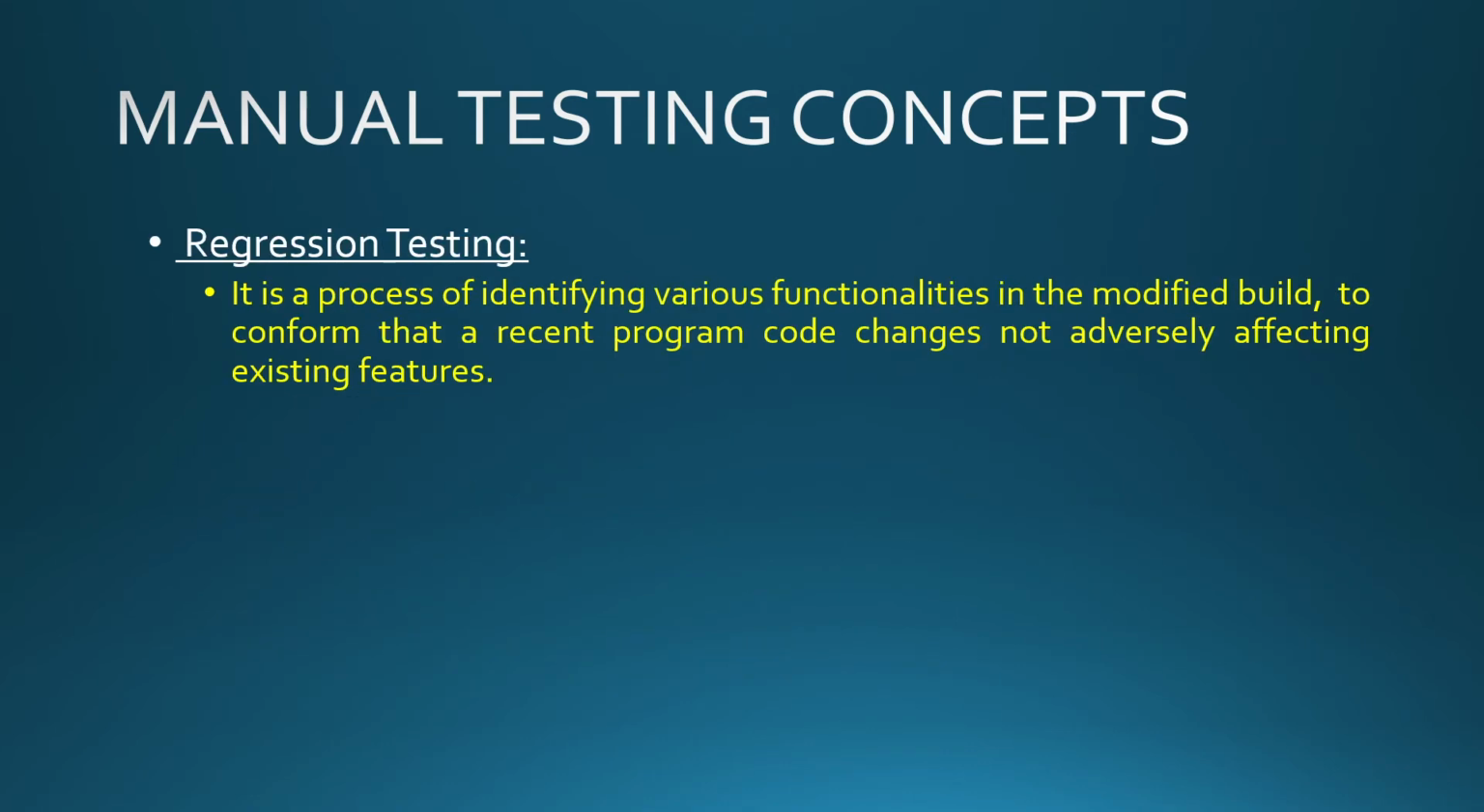The next one is regression testing. Regression testing is the most important for all automation testers and manual testers. Regression testing is a process of identifying various functionalities in the modified build to confirm that recent programming code changes are not adversely affecting the existing features. That is called regression testing.